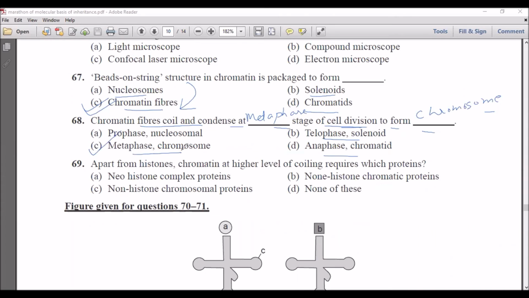Apart from histones, chromatin at higher level of coiling requires which protein? Neohistone complex protein, non-histone complex chromatid proteins, non-histone chromosomal protein, or none of these. This we know that at higher level, non-histone chromosomal proteins are required.